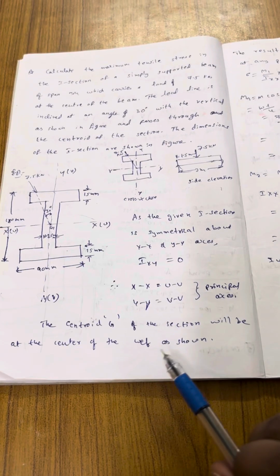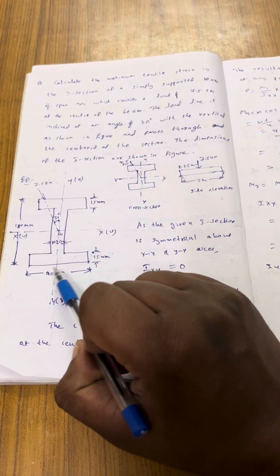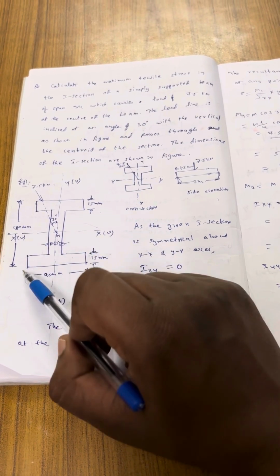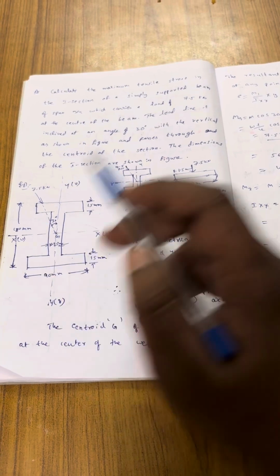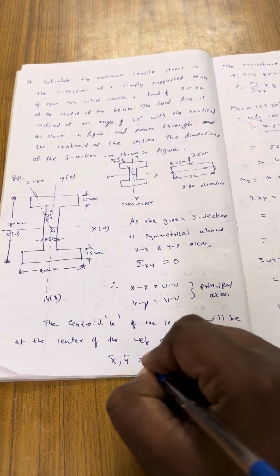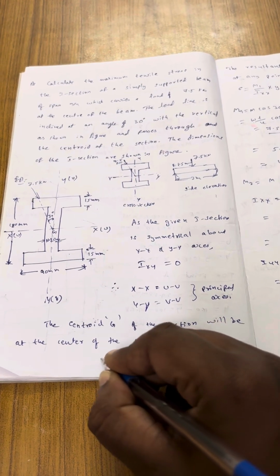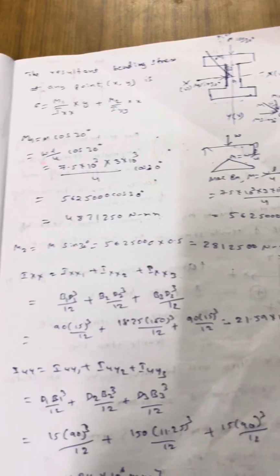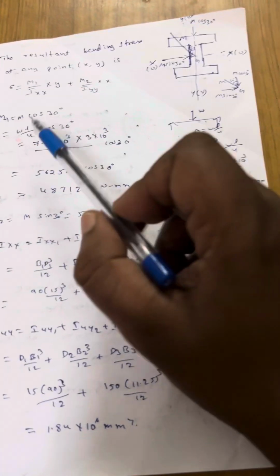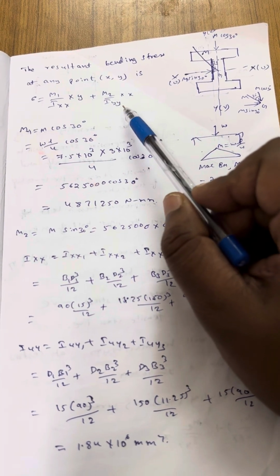Now the centroid G of the section will be at the center of the web, exactly at the center. That means x bar equals 90 by 2, that is 45. Y bar equals 180 by 2, that is 90. So x bar comma y bar equals 45 comma 90. Then the resultant bending stress at any point xy, the formula is sigma equals M1 by Ixx into y plus M2 by Iyy into x.